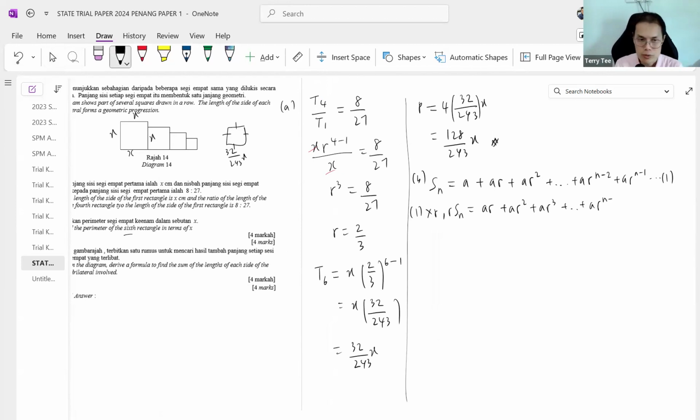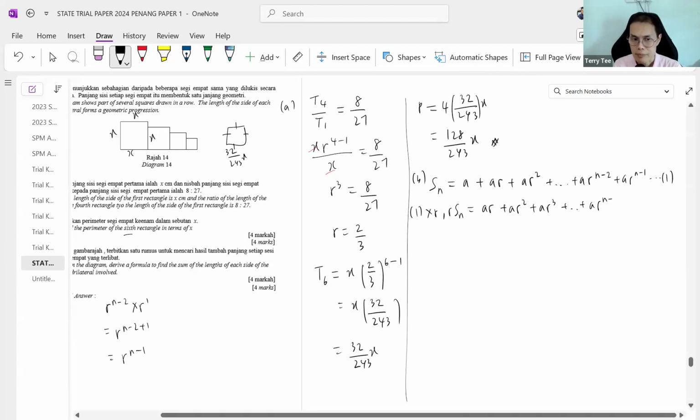The term AR to the n minus 2, you multiply with R power 1, you get R power n minus 2 plus 1, which is R power n minus 1. Likewise, if you take R power n minus 1 and multiply by R, you get R power n minus 1 plus 1, which is just ARn. This is equation number 2. My goal is to get rid of all the terms in between.